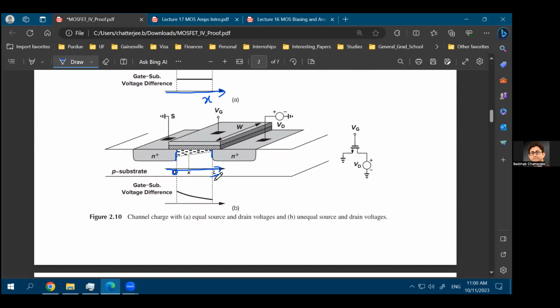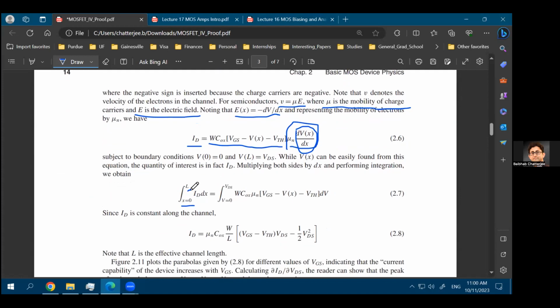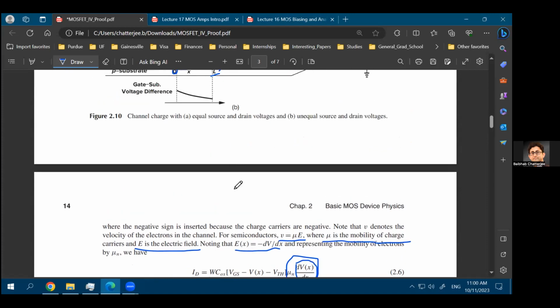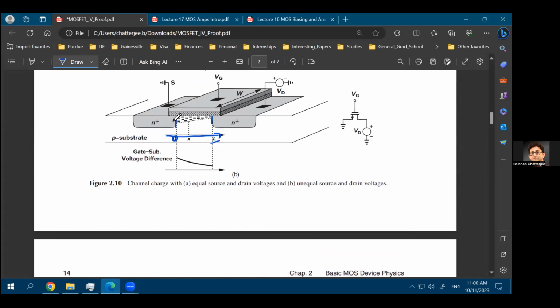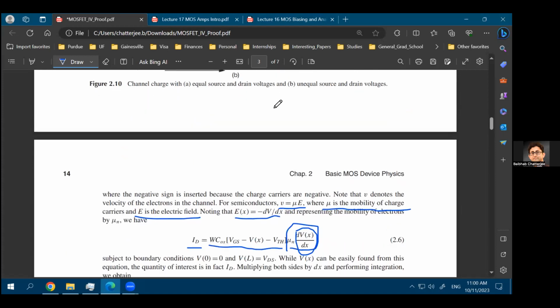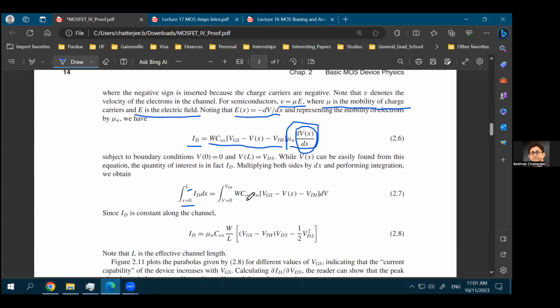That's the length of the MOSFET, right? So that's why you're integrating it within this boundary from 0 to L. And if you integrate it from 0 to L, on the right-hand side, what you have is V equal to 0 to V equal to VDS. So the voltage at the source is equal to 0. The voltage at the drain is equal to VDS. So that's the voltage within which you are integrating it.